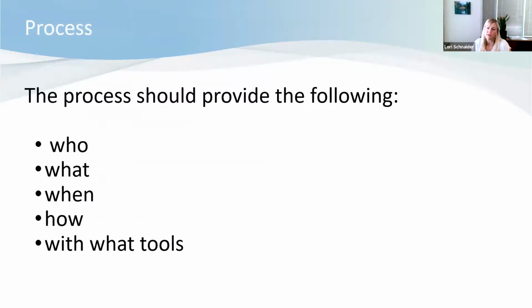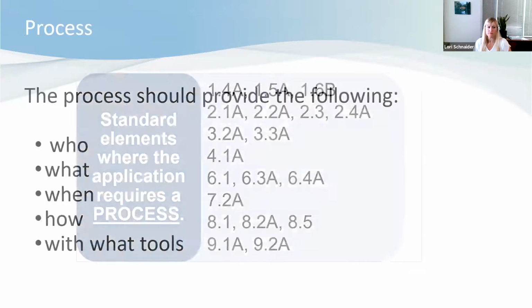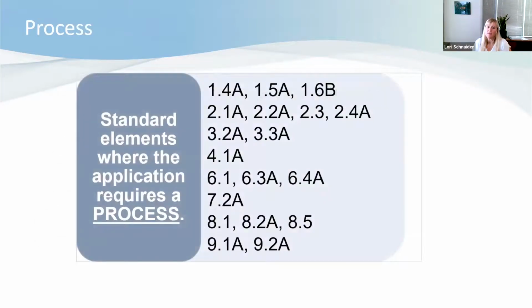The process should provide the following: who, what, when, how, and with what tools. These are the standard elements in which you are expected to provide documented processes. So you can see that there's a lot more than there were with the policies.